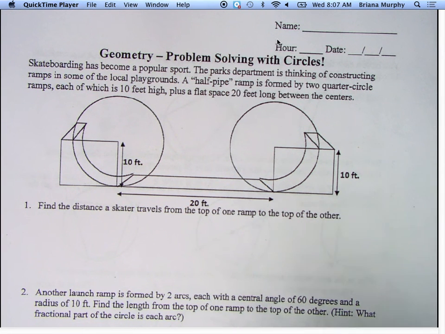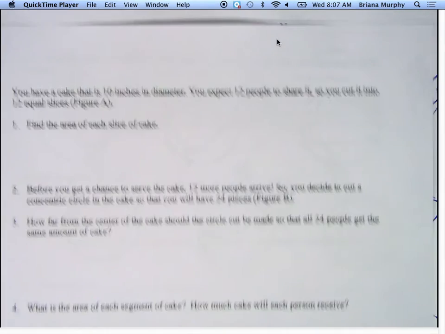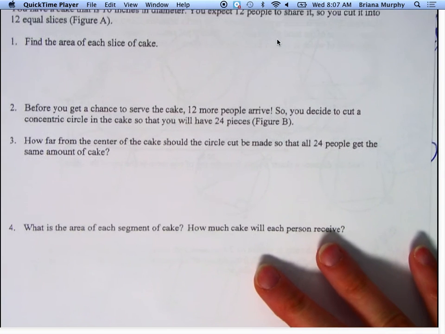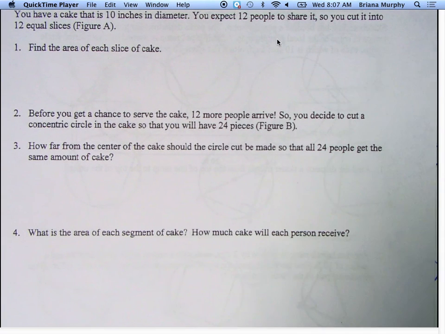Okay. Now, the first part on the front is all about arc length. The back is all about area. Okay? You have a cake that is 10 inches in diameter. You expect 12 people to share it. So you cut it into 12 equal slices. Okay? And find the area of each slice of cake. So if you look at figure A, if a cake with a 10-inch diameter is cut into 12 pieces, how big of an area is each piece?